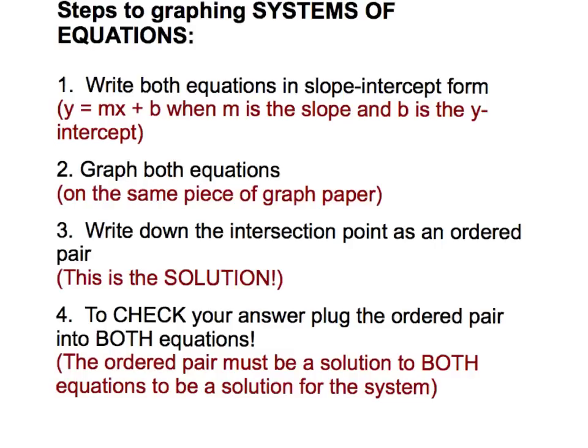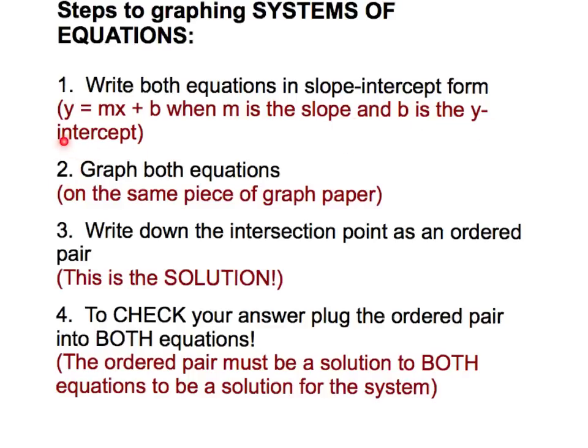Take a moment to pause the video and jot down all 4 steps into your notebook. Now that you've got the notes jotted down, these are the steps to graphing a system of equations. So step 1, you first have to have both equations in slope-intercept form. This is going to be key. Remember, that's y equals mx plus b, again, where m is the slope and b is the y-intercept.